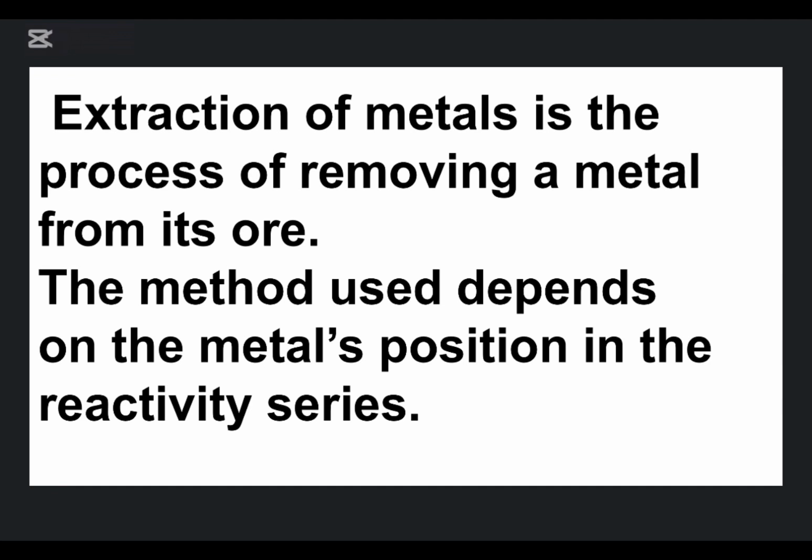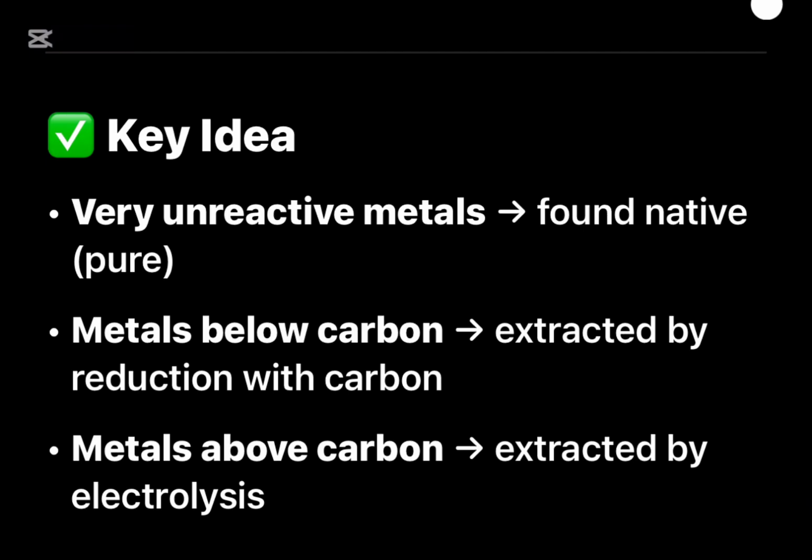So let's go to the next slide. Here you have the key ideas of the things you need to know. Number one on this list is for you to understand the word very unreactive metals. Very unreactive metals are found native, that's in pure state. Metals that are unreactive are found native or are referred to as native metals. Two, metals below carbon are extracted by reduction with carbon. And three, metals above carbon are extracted by electrolysis.